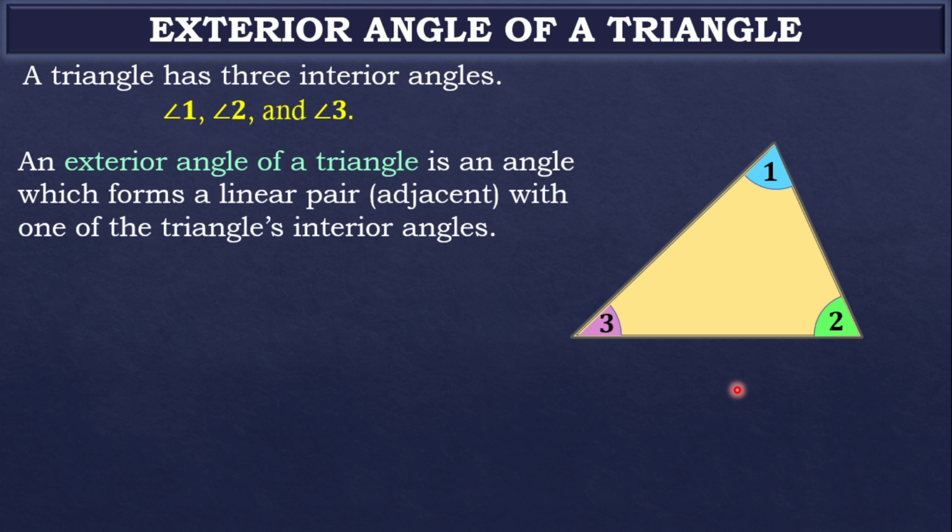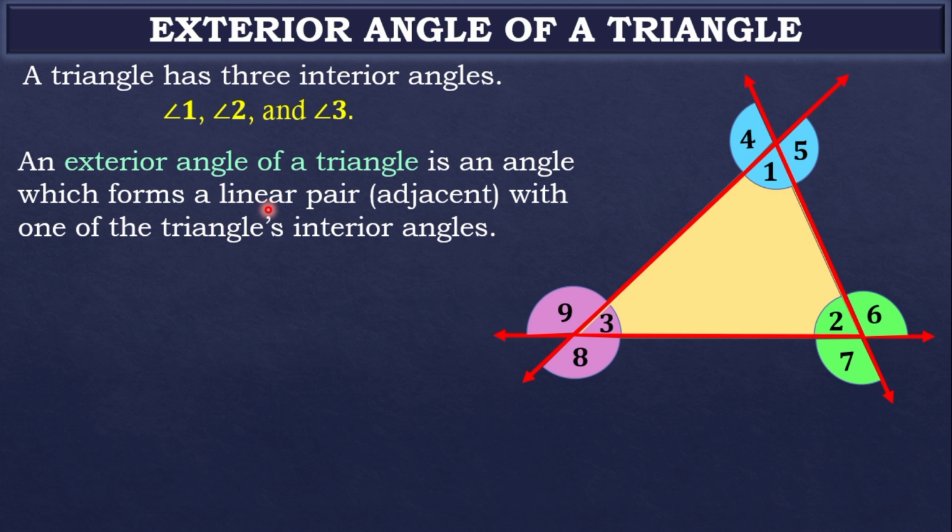Now, what do we mean by exterior angle? So, an exterior angle of a triangle forms a linear pair. So, pag sinabing linear pair, adjacent siya sa interior angle. Okay? So, an exterior angle is adjacent to your interior angle. So, it forms a linear pair. So, i-extend natin lahat ng sides natin. Now, given these angles, identify natin lahat ng exterior angles ng mga interior angle natin.